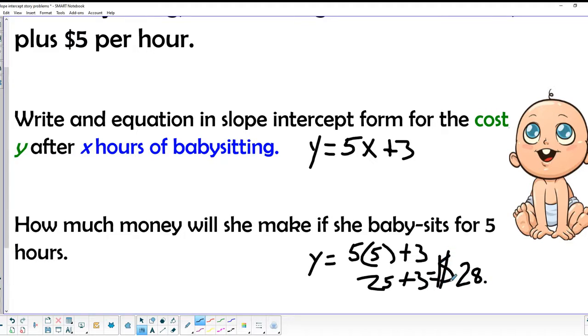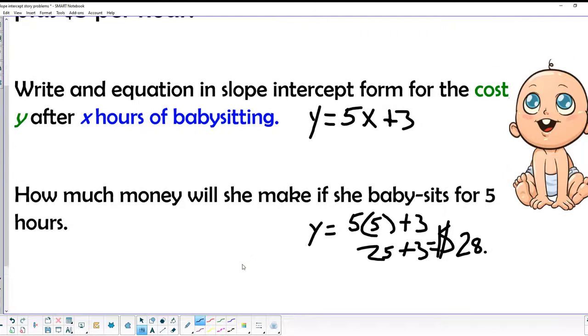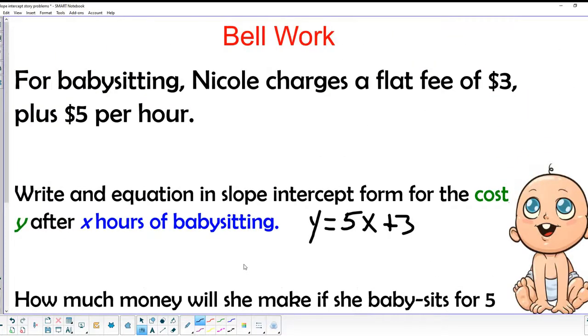That might sound like a lot, but that's a lot of hard work to do for that long of babysitting someone else's kids. In any event, that's how you write slope-intercept equations from a word problem.